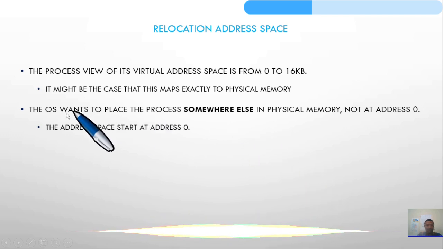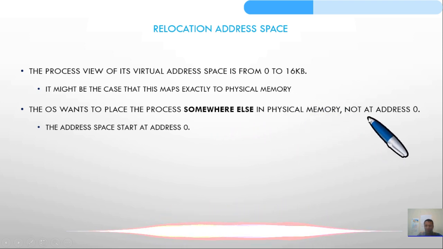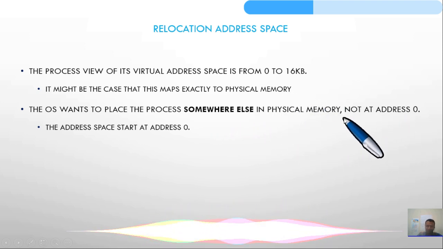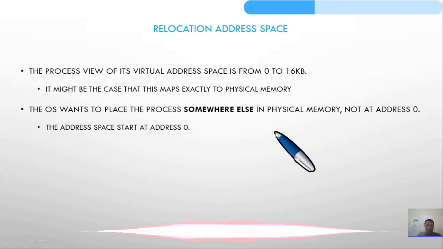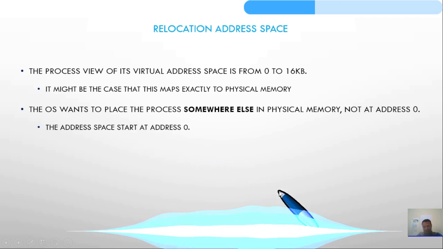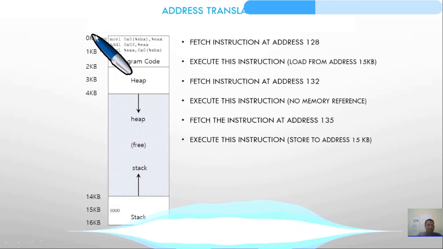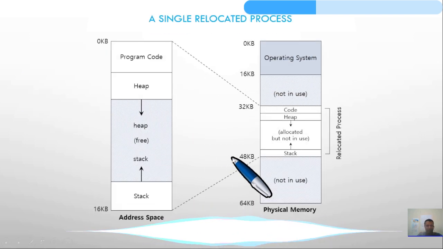Okay, so the operating system wants to place the process somewhere else in the physical memory, not at address 0, because at address 0 in the physical memory is our operating system. So you cannot take 0 from virtual memory and map it into physical memory. The address space always starts at 0, but not in the physical memory case.